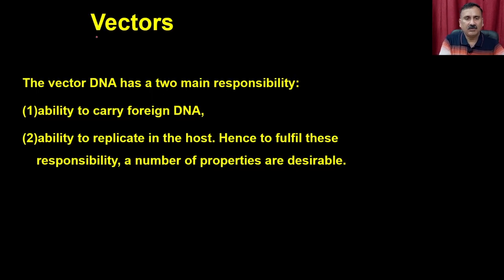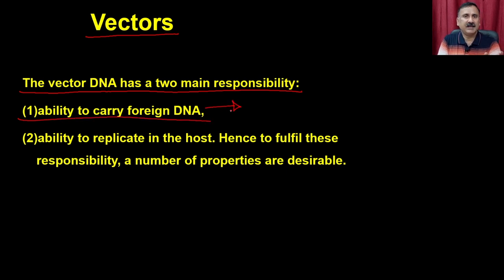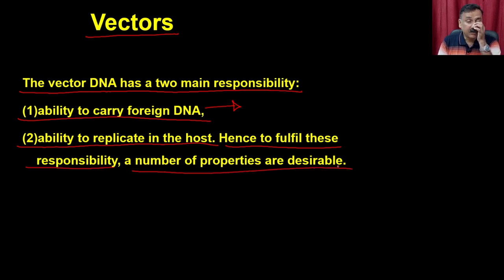So when we talk about the vector, it is a DNA which has two responsibilities. One, it has the ability to carry the foreign DNA. This means it should have the instruments and the region where you can insert the foreign DNA. Then it should also have the ability to replicate in the host. Hence, to fulfill these responsibilities, a number of properties are desirable, right?